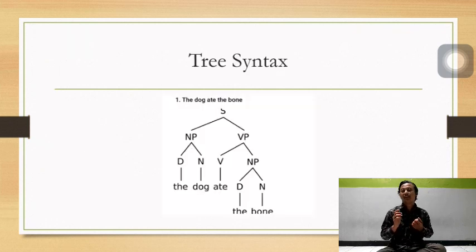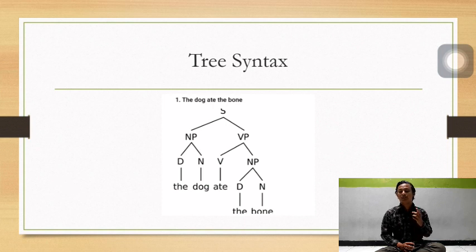Next, we will study about tree syntax. The example of tree syntax is "the dog ate the bone". The dog ate the bone here is the sentence, and the dog here is determiner and noun. We say noun phrase, and next is verb, that is ate.